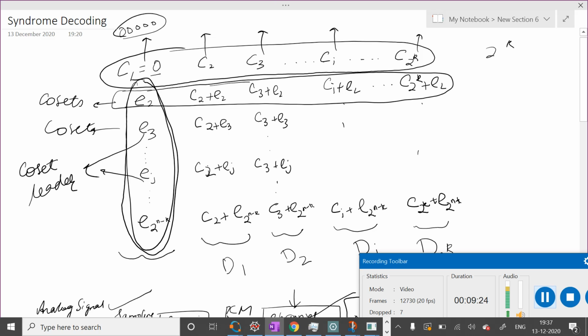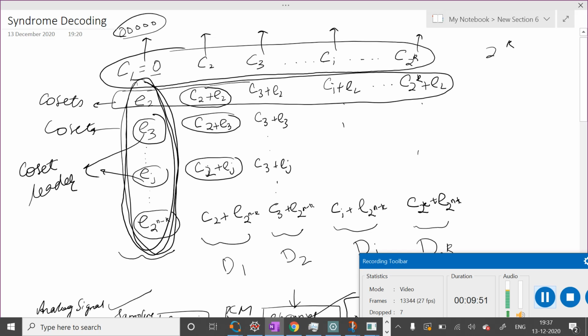So hold on with the general discussion, it will become very clear. I will take an example after this. So these are the possible errors. Now what you do next is go on adding these errors to the code word. So here is C2 plus E2, then there is the error E3, C2 plus E3, then there is error Ej, C2 plus Ej, then there is error pattern E to the power n minus k, so C2 plus that error. Similarly, for the next code word, add each of these error patterns to the code word.